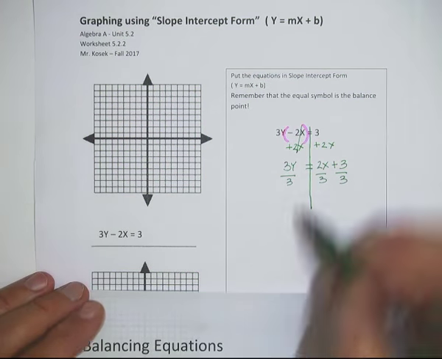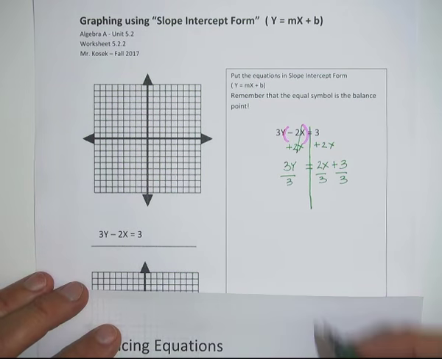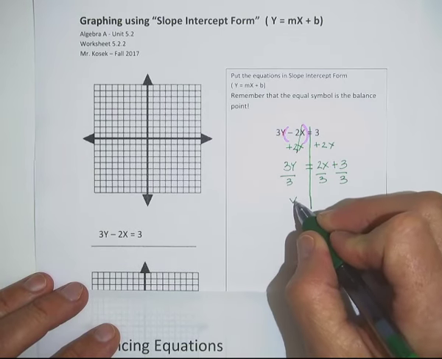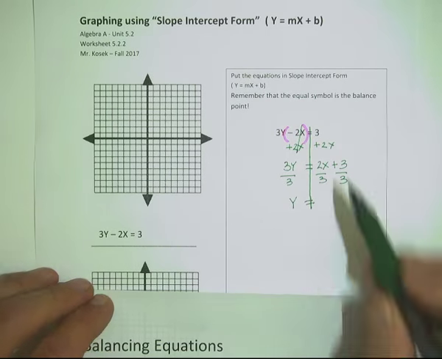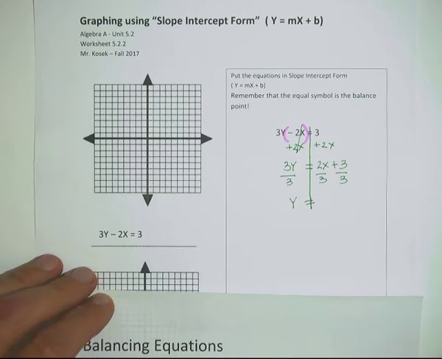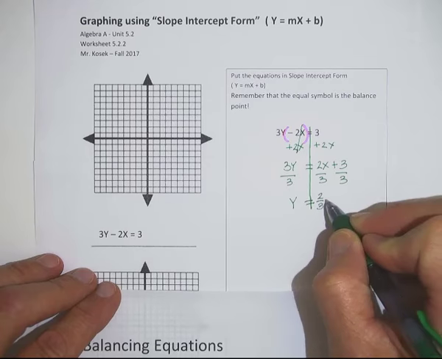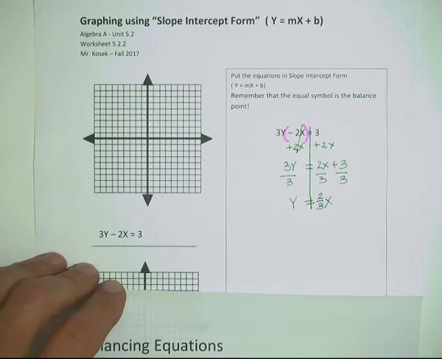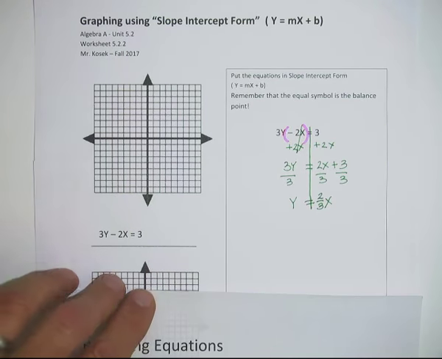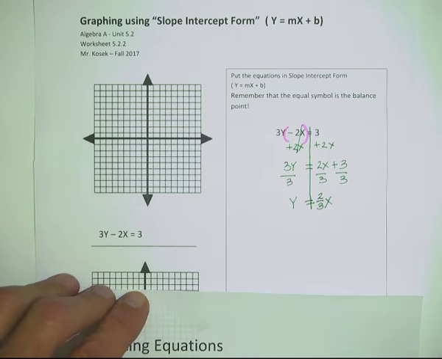3 divided by 3 is going to give us 1, or 1y. We can drop the 1, so that's y equals. Now we have 2 divided by 3. So we have a fraction here. It's 2/3 x. And we can leave it like that. We don't have to calculate it out into a decimal. And I'll show you why.